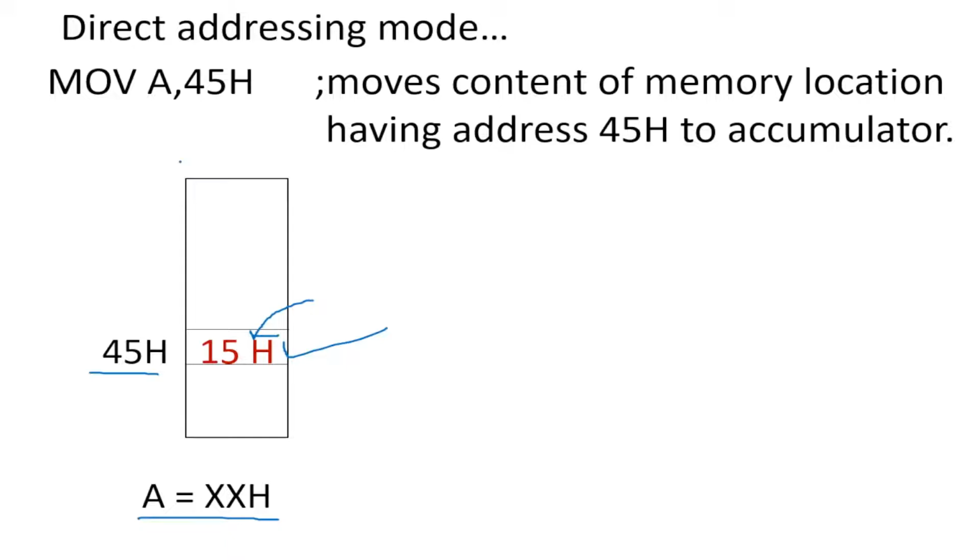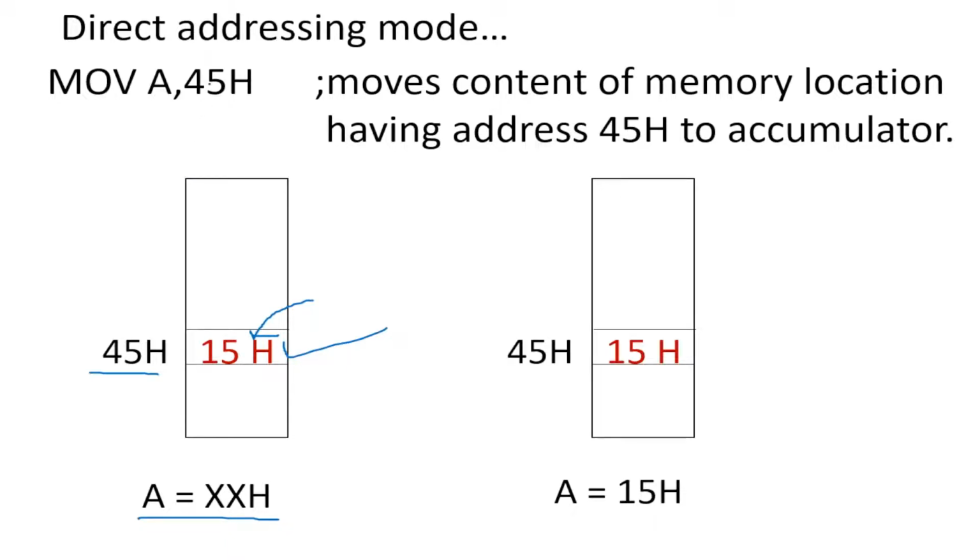When we execute this instruction, after execution the value stored in 45H, that is 15H, is copied into the accumulator. So this 15H gets copied into the accumulator, meaning whatever was the earlier value in the accumulator gets overwritten and the new value in the accumulator is 15H. 45H is not moved into the accumulator. Remember that this is different from the immediate addressing mode.